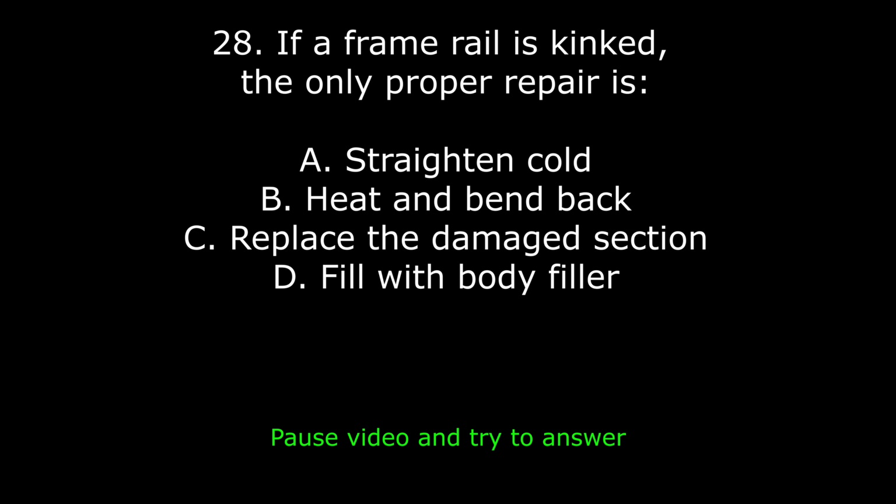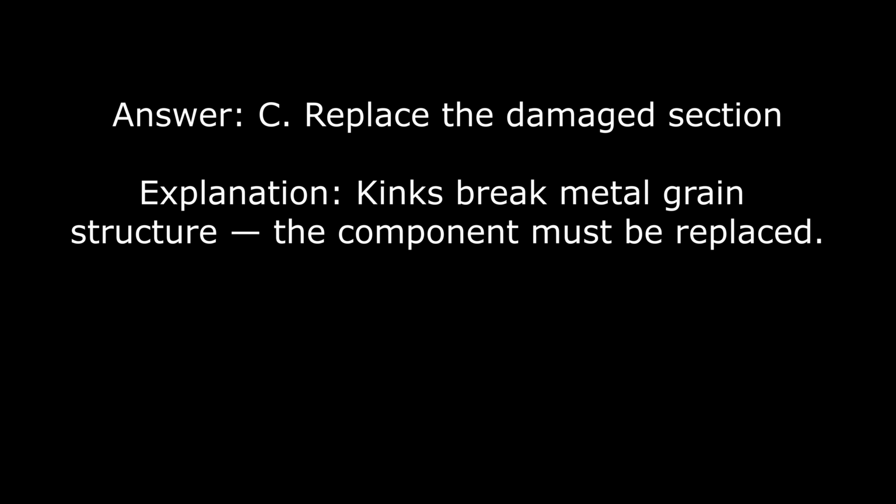28. If a frame rail is kinked, the only proper repair is: A. Straighten cold. B. Heat and bend back. C. Replace the damaged section. D. Fill with body filler. Answer is C. Replace the damaged section. Explanation: kinks break metal grain structure. The component must be replaced.